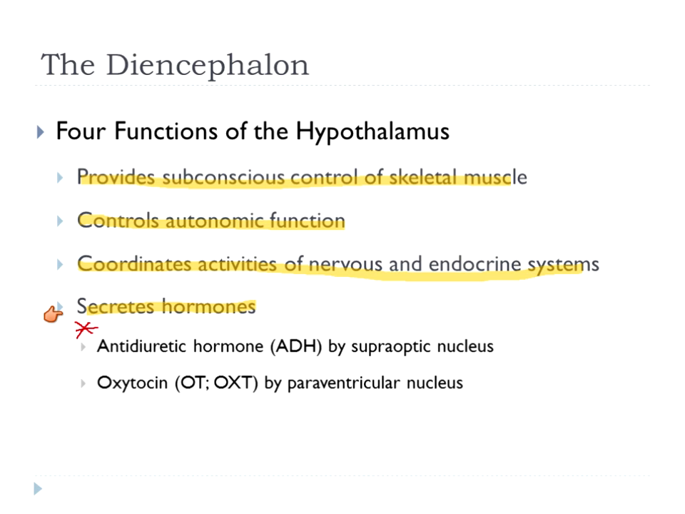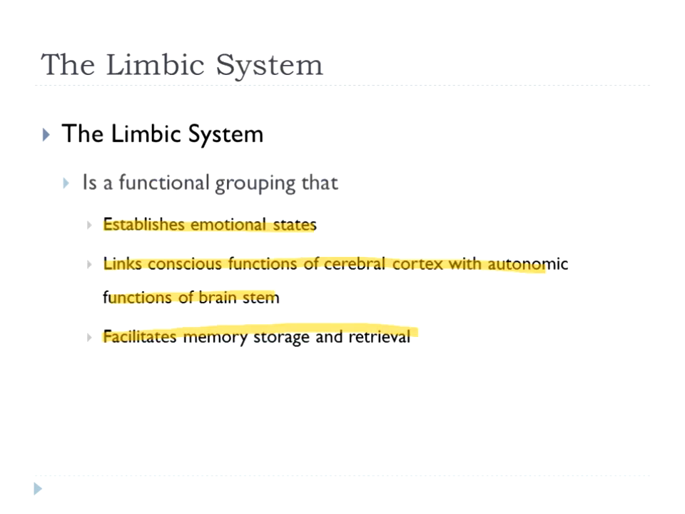Along with regulating the secretion of hormones, it provides subconscious control over your skeletal muscle. It controls much of your autonomic function, the parts of your brain that are responsible for keeping you alive, breathing, and your heart beating, without you having to consciously think about those things. It definitely coordinates activities between the nervous and the endocrine system because of those releasing and inhibiting hormones secreted by the hypothalamus.